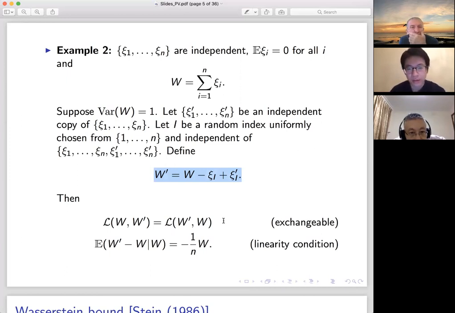Therefore, it's understandable that based on this construction, W and W prime are exchangeable. And moreover, it can be verified that this linearity condition is satisfied with this small positive constant lambda equal to 1 over n. This 1 over n comes from taking expectation with respect to the random index I. So that's another example of an exchangeable pair structure.